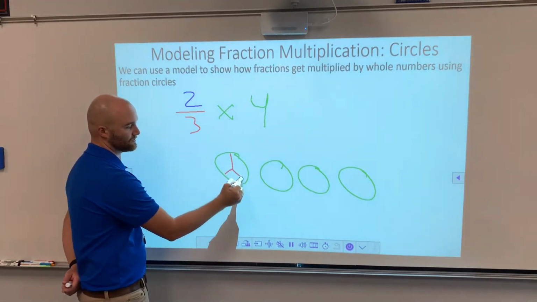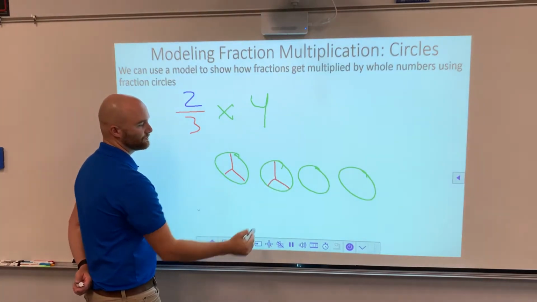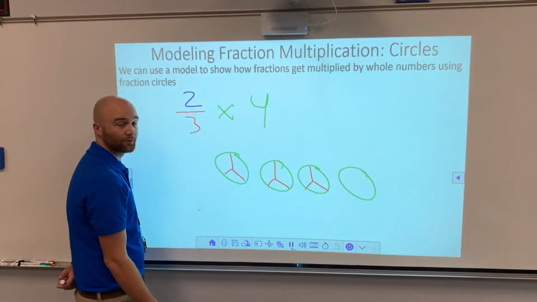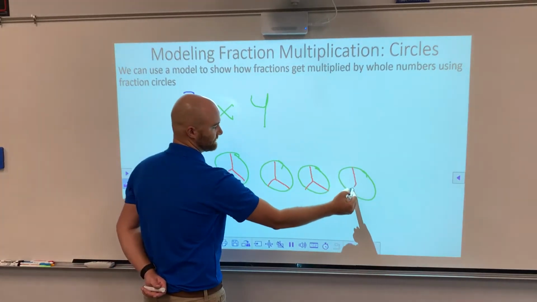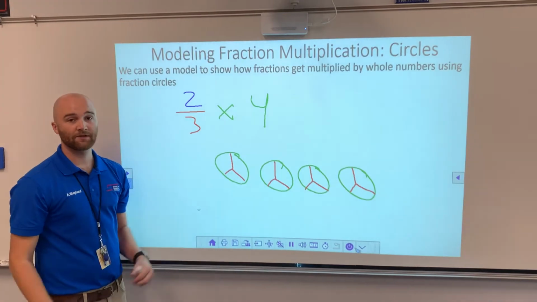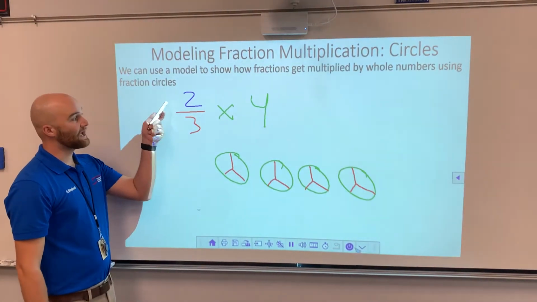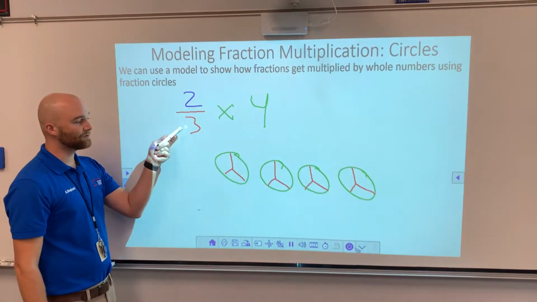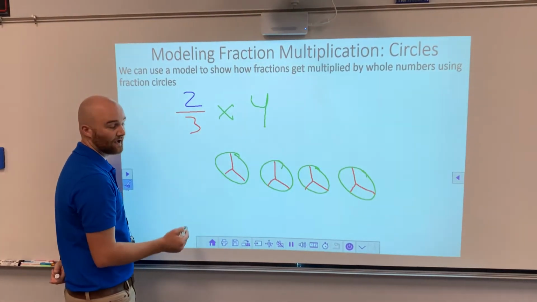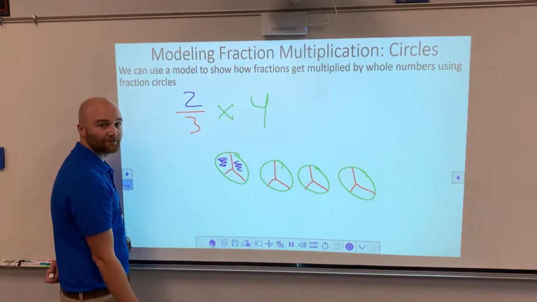1, 2, 3. Each one is split up into 3 equal parts. The next thing I'm going to do is say I have 2 out of every one of the 3 shaded. So I'm going to look just at one circle at a time, and I'm going to shade in 1, 2 out of every 3.